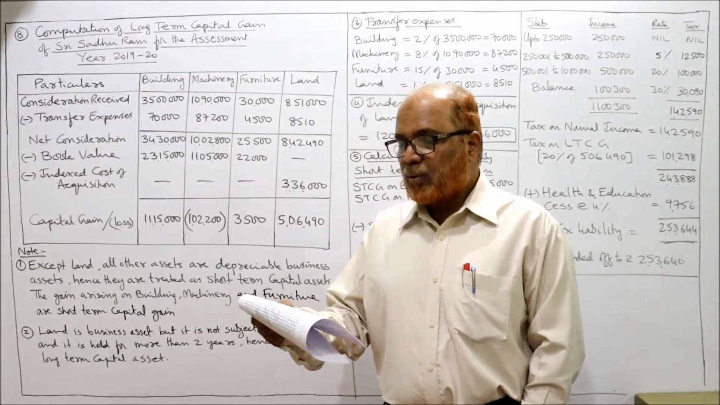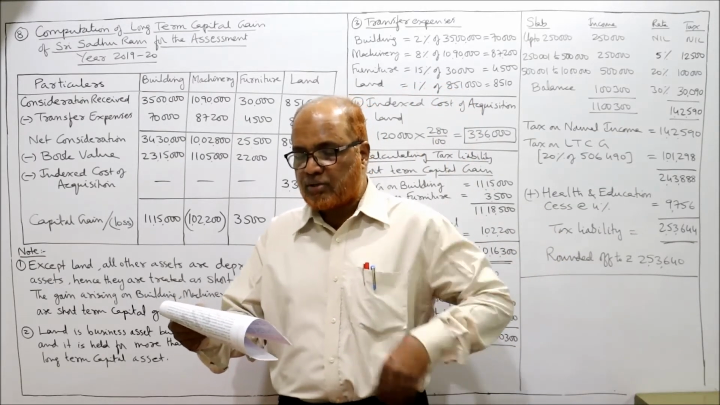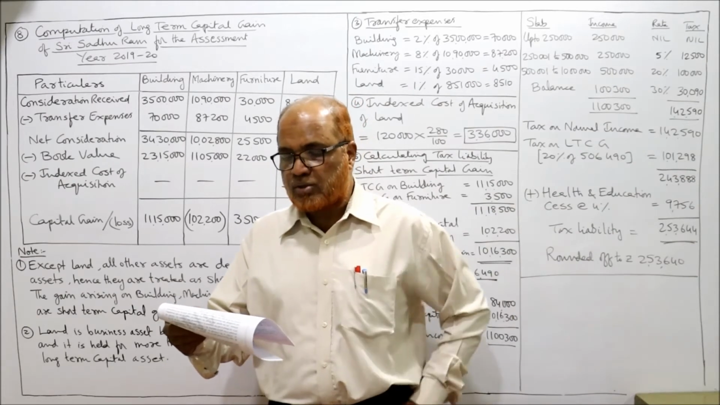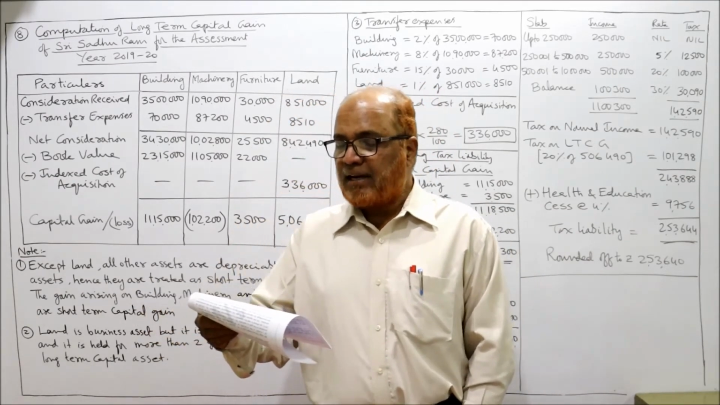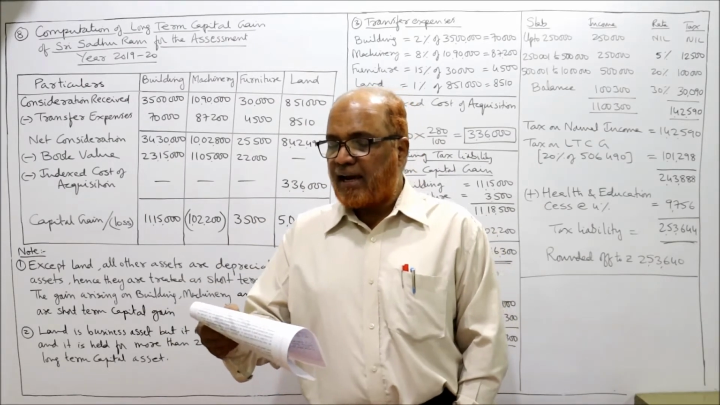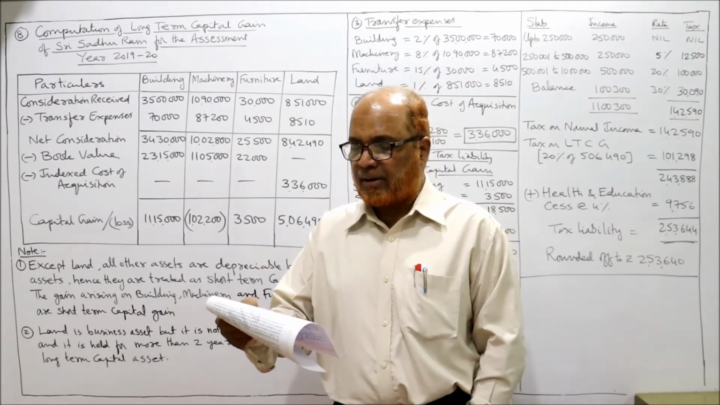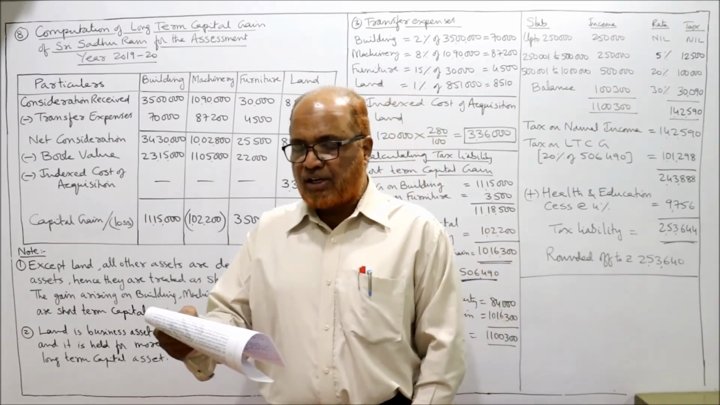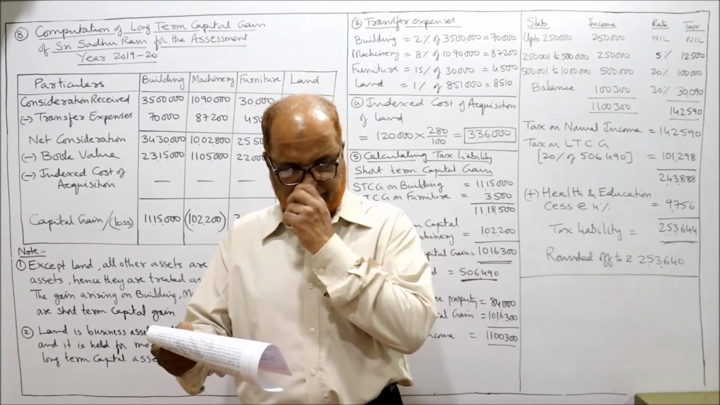Book value: 23,15,000, machinery 11,05,000, furniture 22,000, and building 1,20,000. Selling price, consideration received: 35 lakh, 10 lakh 90,000, 30,000, 8 lakh 51,000. And selling expenses are 2%, 8%, 15%, 1%. Cost inflation index for all the assets in the year of purchase was 100.